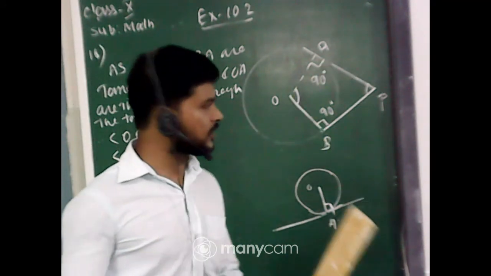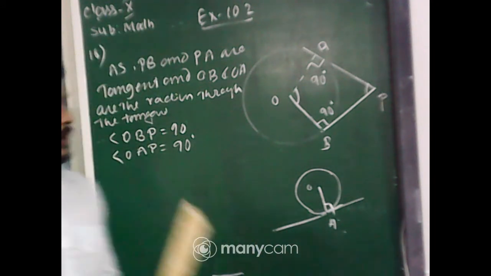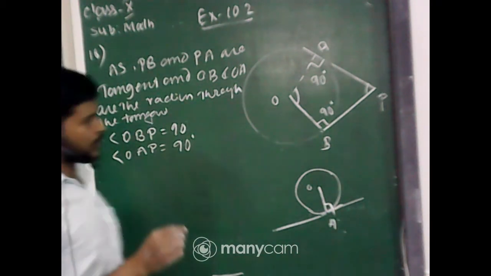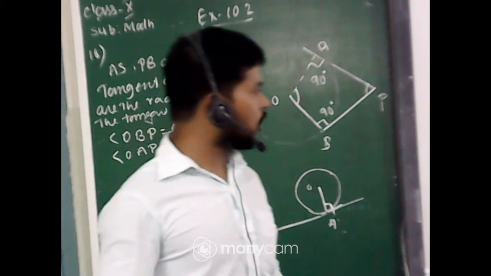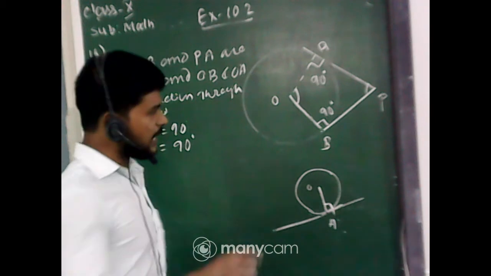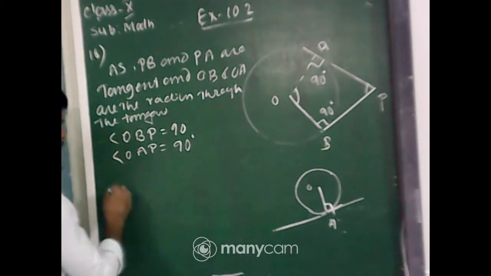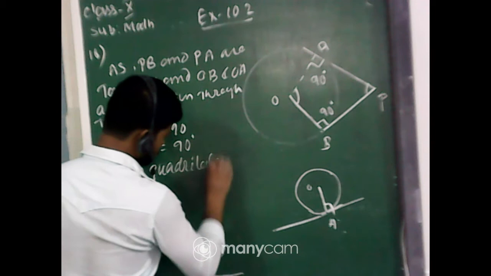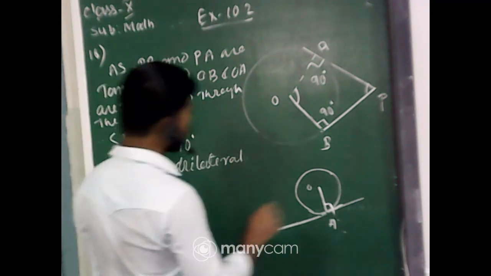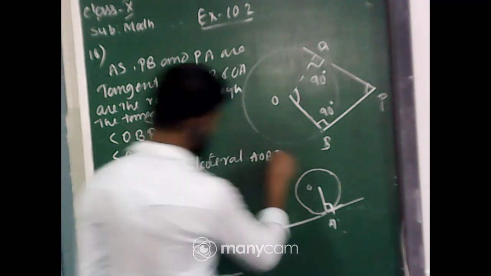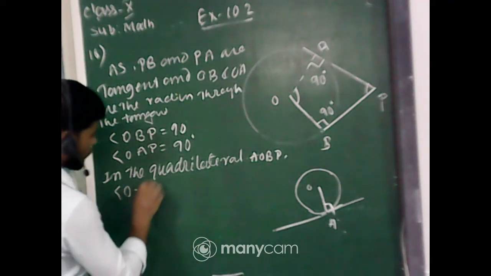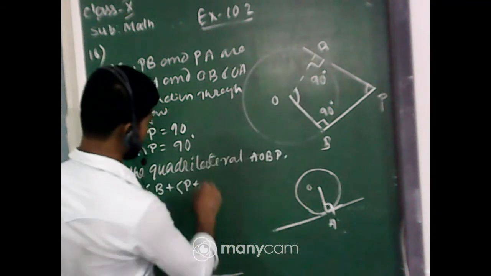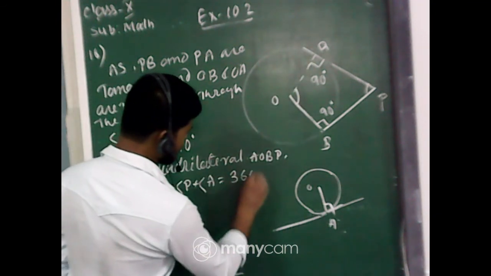AOBP, obviously this is a quadrilateral. Now if we apply the angle sum property of this quadrilateral, what is the angle sum property? The sum of all interior angles of a quadrilateral is 360 degrees. So in the quadrilateral AOBP, apply the angle sum property: angle O plus angle B plus angle P plus angle A must be equal to 360 degrees.